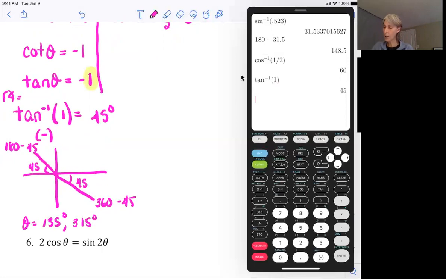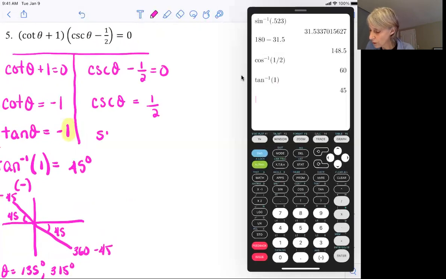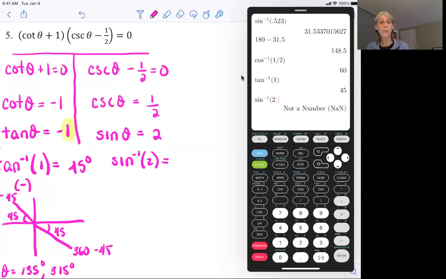And now let's approach our other factor. Cosecant theta, I'm going to bring the 1/2 to the other side. Now, instead of finding where the cosecant is 1/2, remember, we can just flip the function value. It's going to be where the sine is 2. Angle that gives me a sine of 2. If we go into our calculator, second sine of 2. And it's not a number.